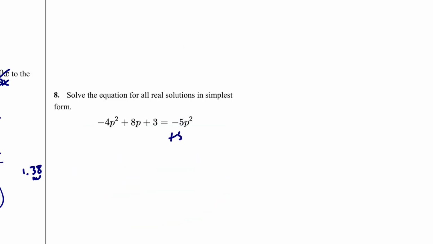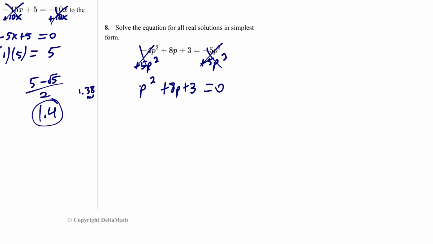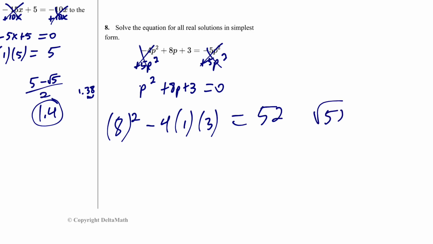Last one, let's add 5p squared to both sides. So I have p squared plus 8p plus 3 equals 0. I'll just cross this part out so I don't mess up. 8 squared minus 4 times 1 times 3. So this is 64 minus 12, which is going to again give me 52. I wish it was a different one, but here we are with the same one.